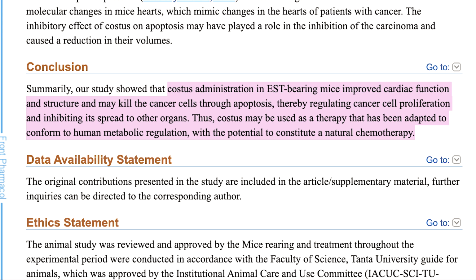Thus, Costus may be used as a therapy that has been adapted to conform to human metabolic regulation, with the potential to constitute a natural chemotherapy.